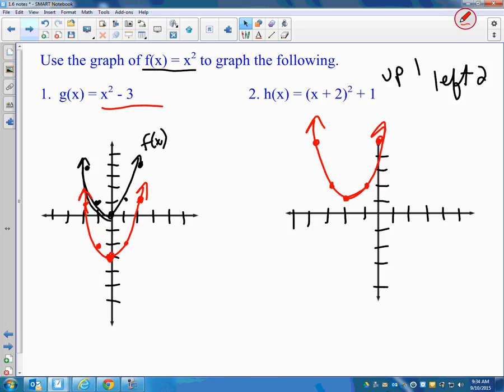They're not just going to be parabolas. They could be absolute value graphs. They could be the cube, which is like the little S shape. They could be lots of different things of those 10 graphs that we did, but this is the idea of it.